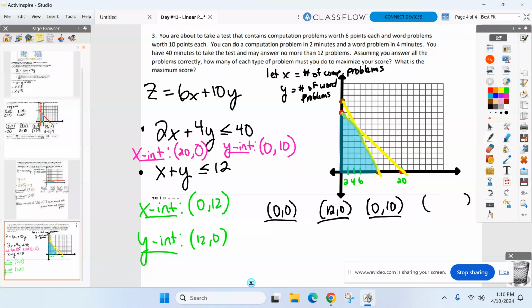All right, what about the controversial one there? This bad boy right here. Remember, it's got to add up to 12 according to your inequality. 4, 8. Yep.